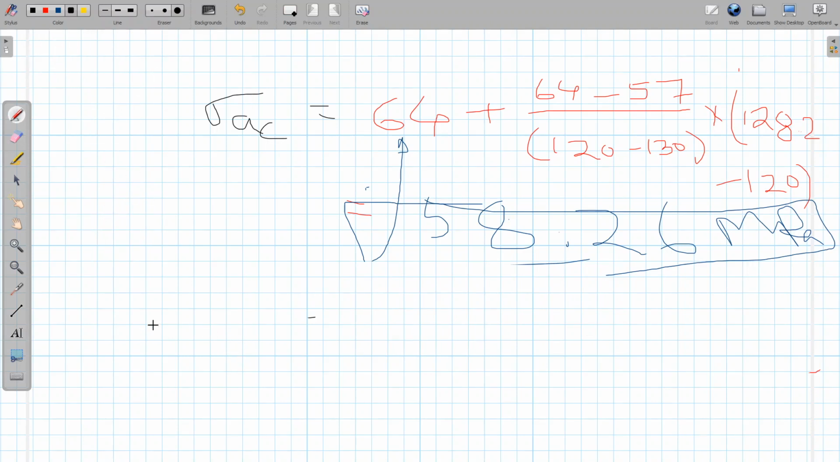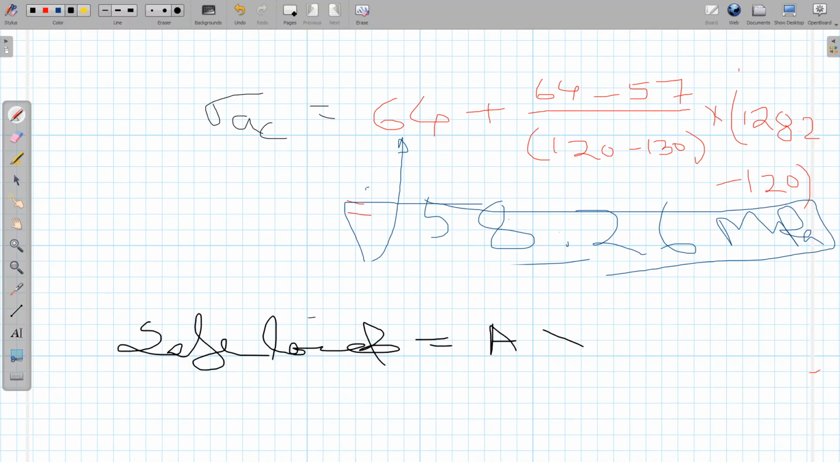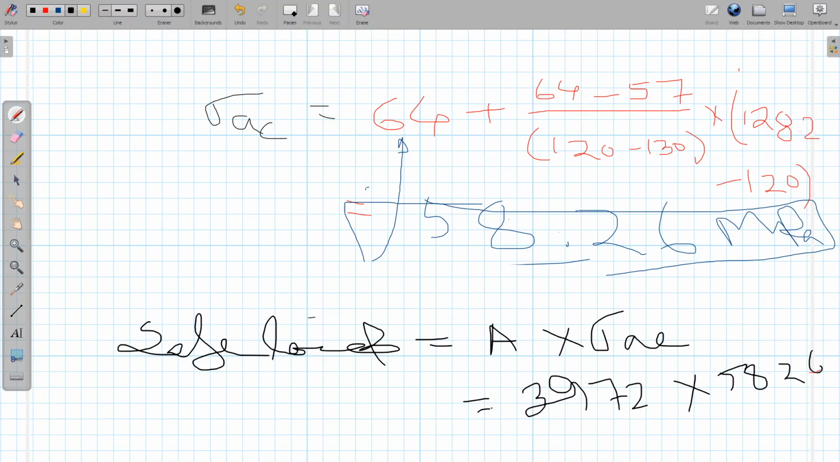Now what we have to do, we have to calculate the safe load. So what will be the safe load? In this case, safe load is equal to area available multiplied by the calculated sigma SC. So what is the area available that we have written earlier? That was 3972 mm square multiplied by sigma SC, that is 58.26 Newton per mm square.